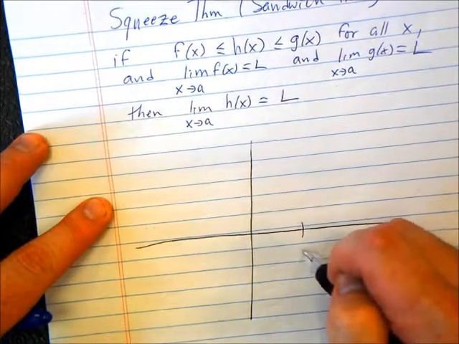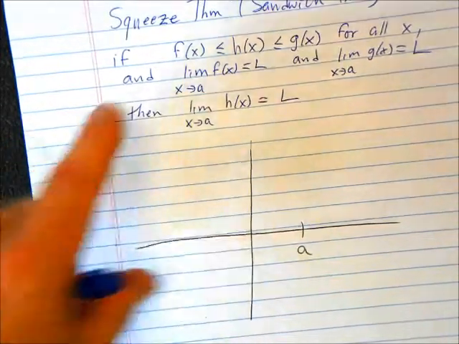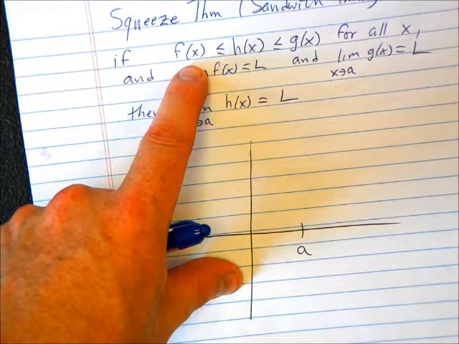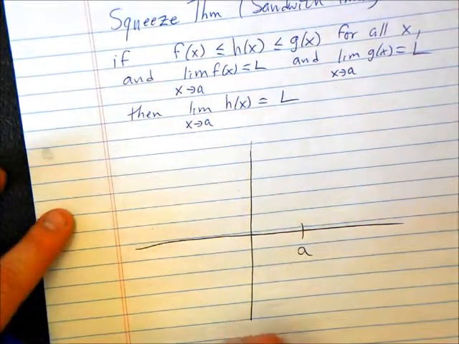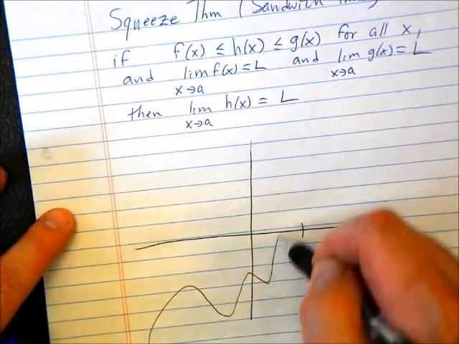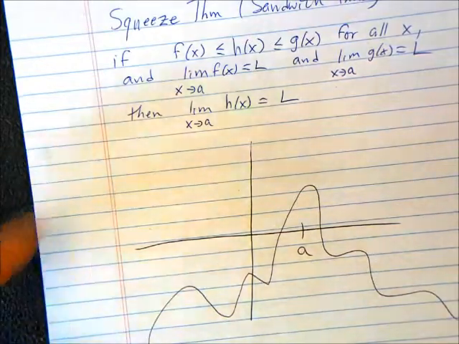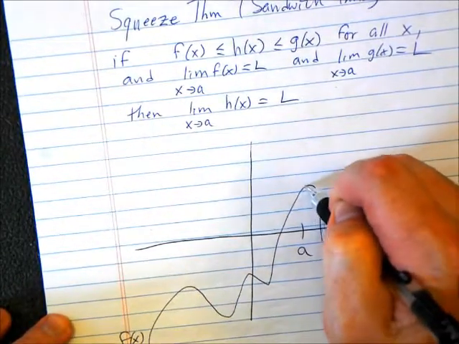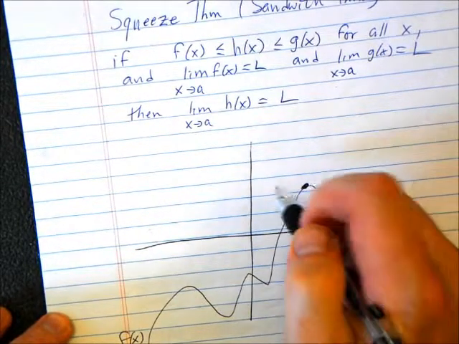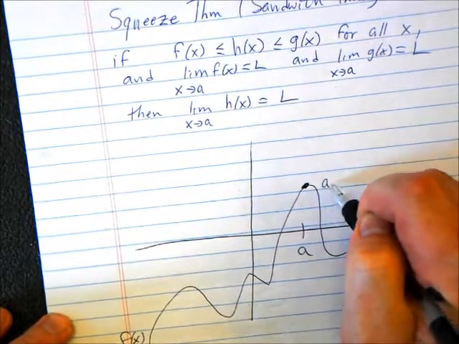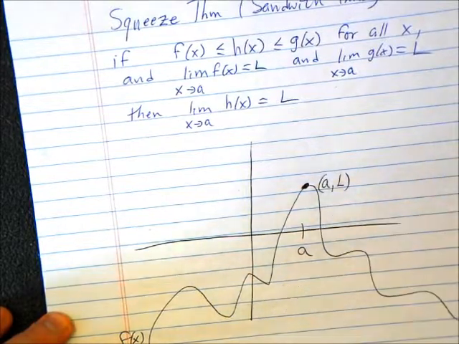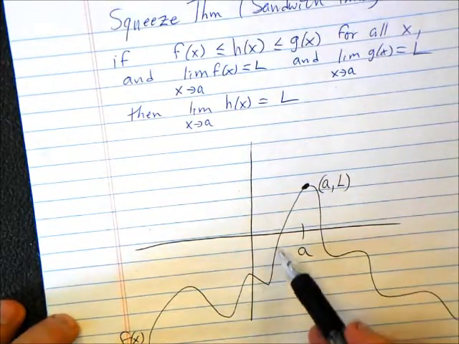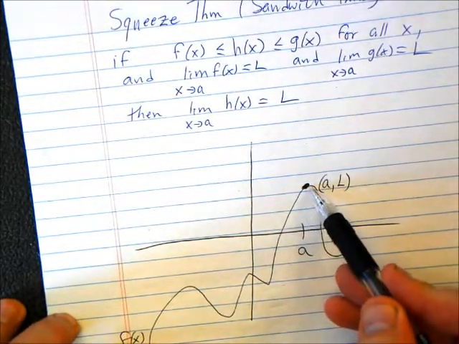Okay, so here's our point A right here. And we have f of x. F of x is the smallest function, isn't it? So f of x is down here doing something like so. That's my function f of x. And right here, this is L. This is the point (A, L). So when x gets close to A, f of x is getting close to that number L.